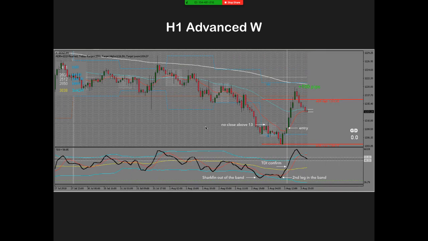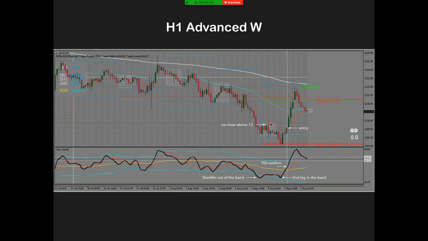We have another gold trade. This was NFP day, right? We're looking at gold and seeing if it was going to come up. We had a nice advanced W on the H1. This was a no close above the 13 here. This was our first leg, but you can see here shark fin out of the band, crossing the RSI signal line, giving you your first leg here.